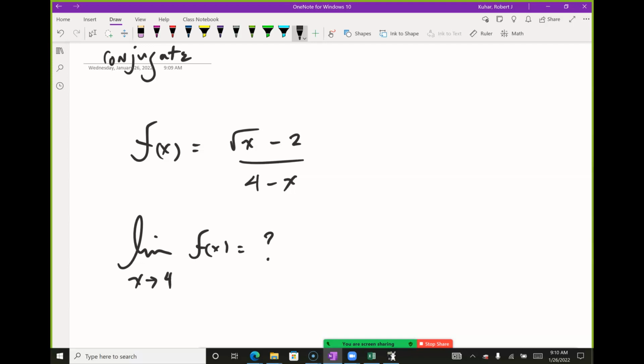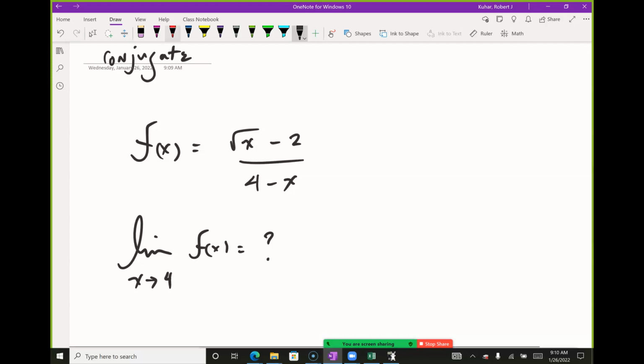So I quickly try and plug in, because if I can just plug in, I'm done. That will never happen on your test. It will happen in the homework, that you can just plug in. But if I did plug in, I get square root of 4 minus 2. That's 2 minus 2. That's 0. And downstairs, 4 minus 4 is 0, right? I can do that mentally without writing it. Certainly, if you want to write it, you could.